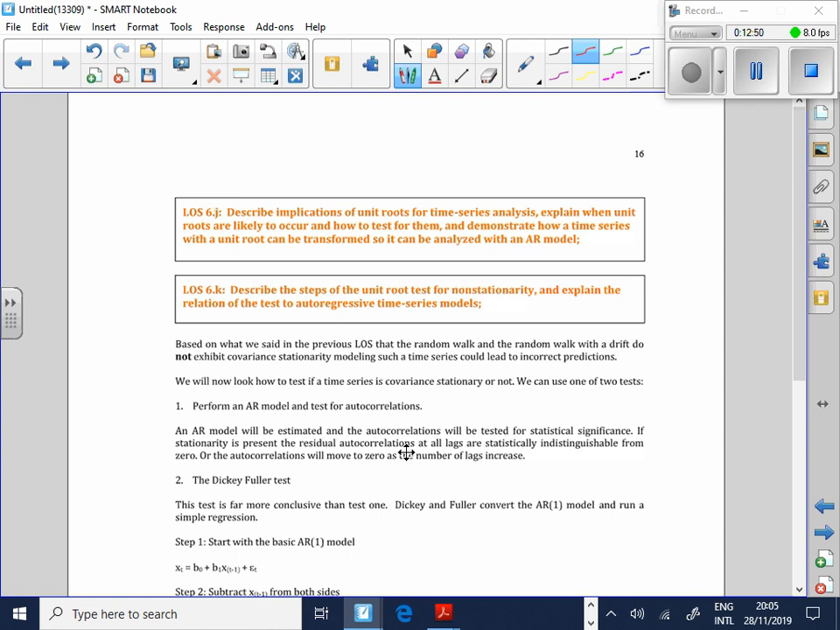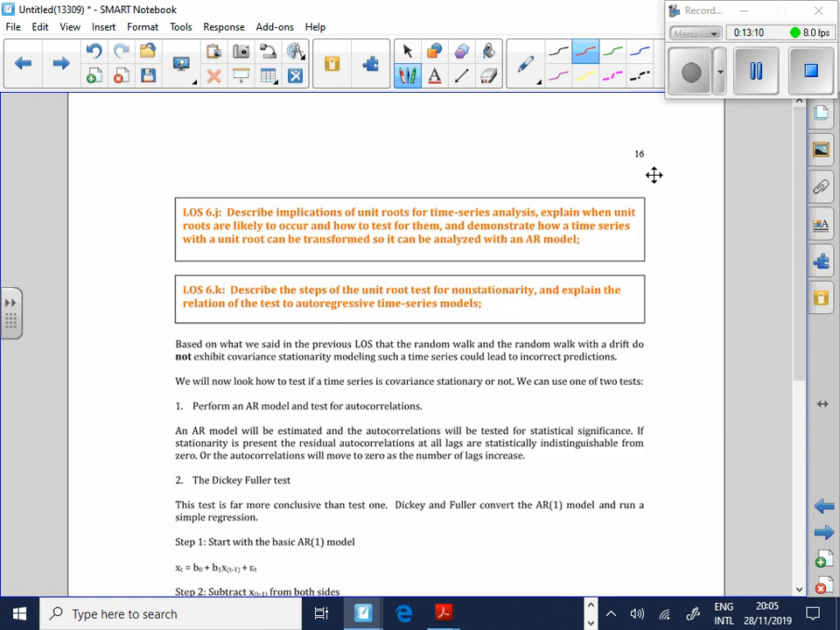If it is covariance stationary, tick yes, I can use AR models. If not, then what? Another fancy word: if it doesn't exhibit covariance stationarity, it's probably got a unit root, a very fancy word for a whole lot of nothing. Don't let it upset anybody tonight. And there we go.